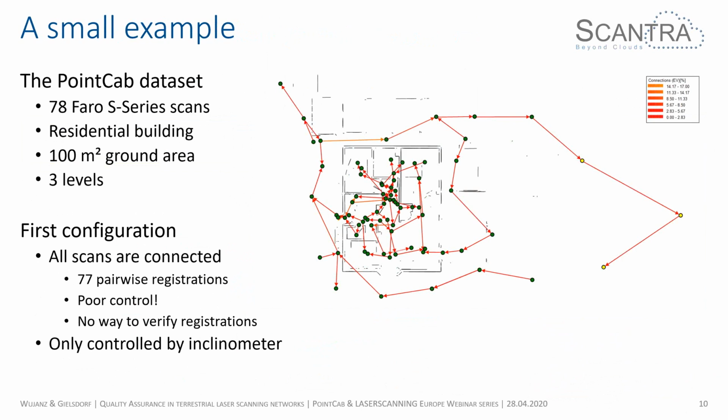The very first configuration that you could choose is the following. Again, we have 78 scans, and if you connect them by 77 registrations, as you see on the right-hand side, all of them are connected to each other. But there's no control. There's no redundancy that allows us to check if there's an erroneous registration somewhere in this configuration. And that's, of course, very dangerous, as I mentioned earlier on.